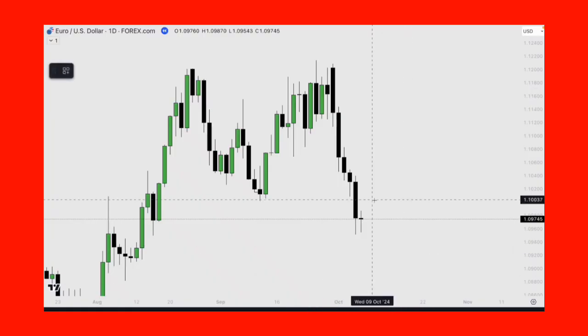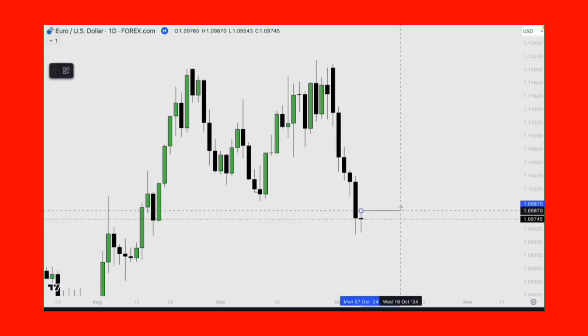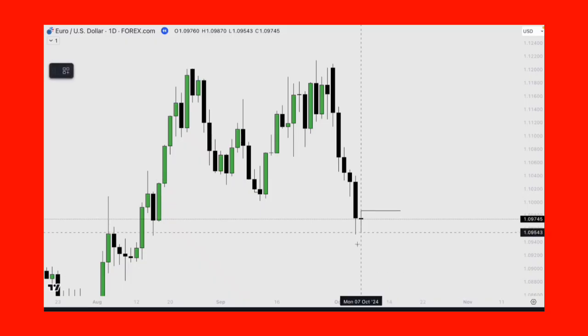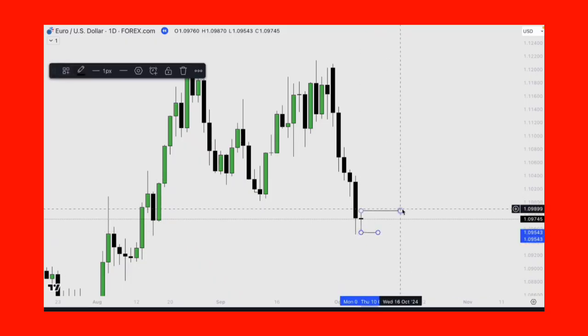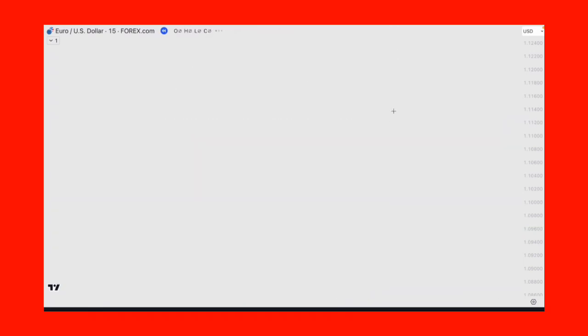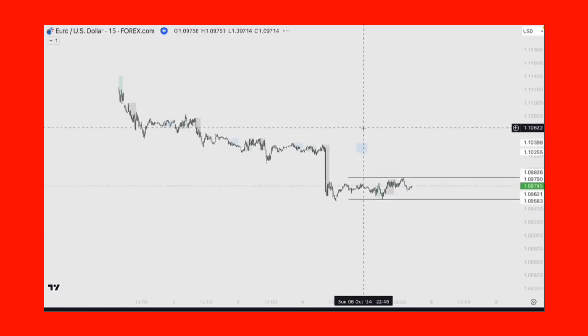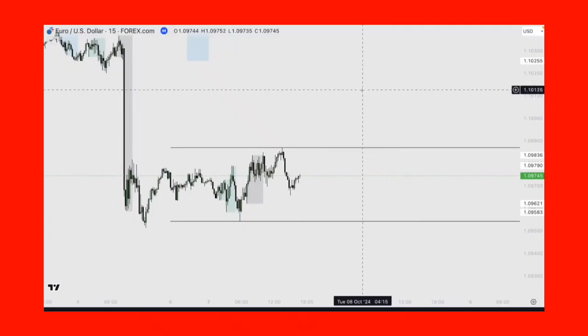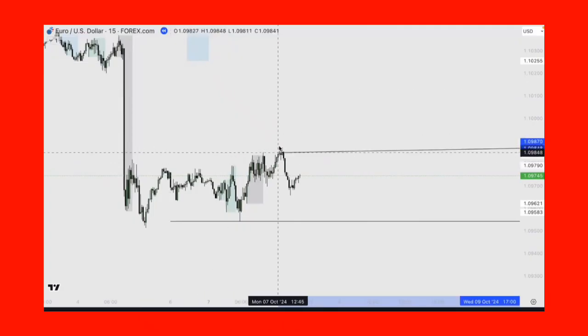We are going to mark out our previous day high, and we are going to mark out our previous day low. And we are going to drop to the 15-minute time frame and wait for one of these two zones to get hit. So let me just move this along.